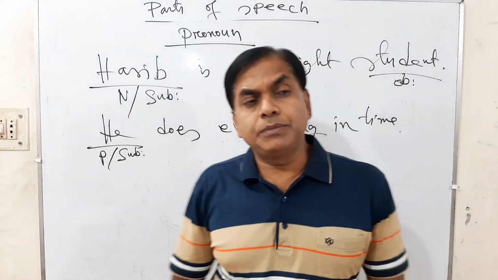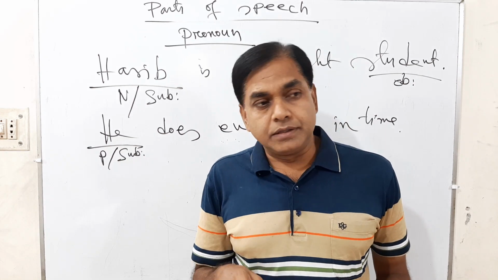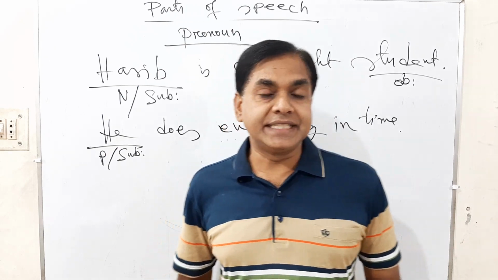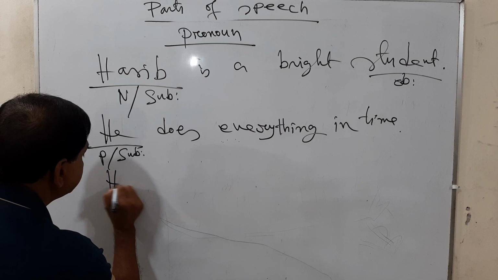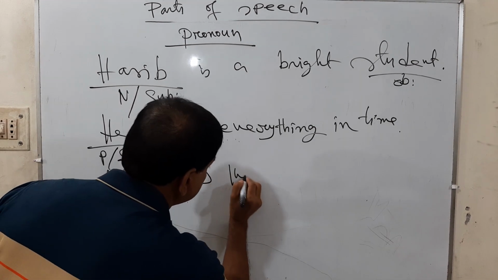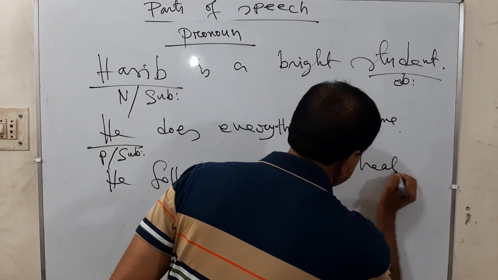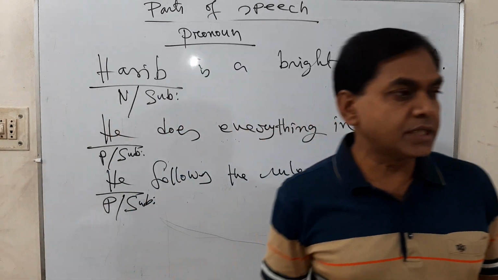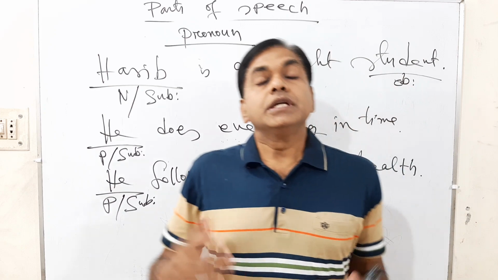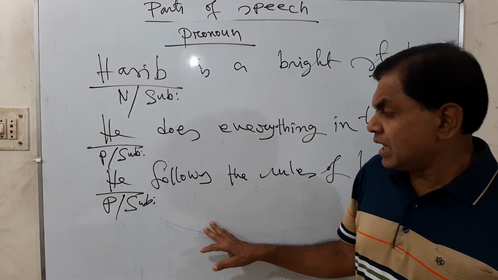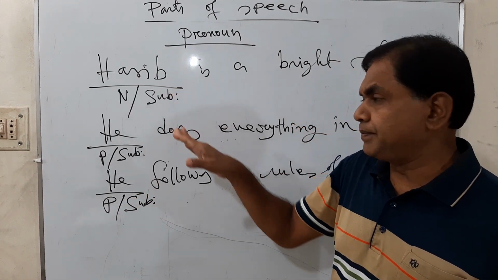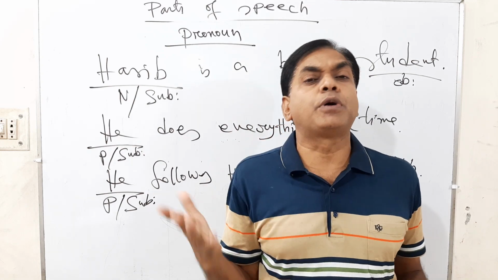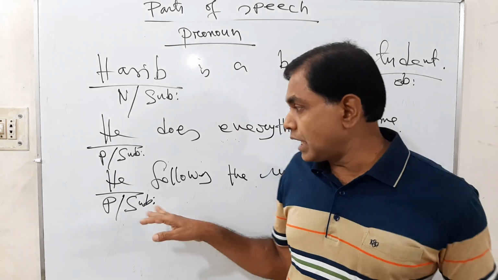Now, my dear viewers, you can easily understand that a pronoun is a word which is used for noun. Look at it again, please. He follows the rules of health. Here, he is a pronoun and subject of this sentence. It is a pronoun because it has been used for Hasib. So, a pronoun is a word which is used for noun in a sentence.